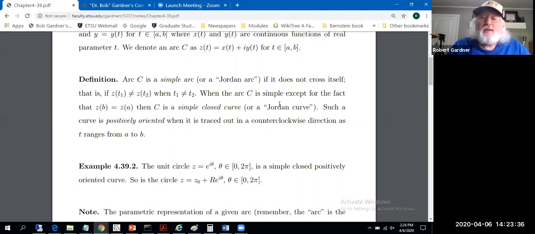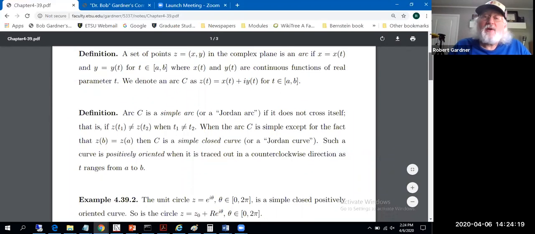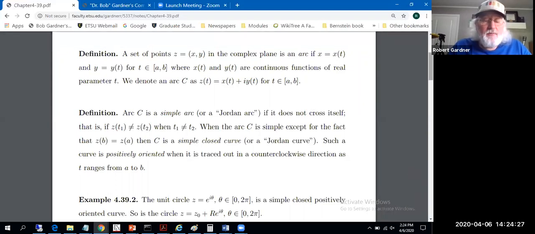One special type of arc is simple except at its endpoints, where maybe z of B and z of A are the same. So the only place we have intersection is at the endpoints. Such an arc is called a simple closed curve, or sometimes a Jordan curve. So it's kind of a circle that's been bent and twisted potentially a little bit, depending on how wild the arc C is, depending on how involved the x of t and y of t functions are. They're the real and imaginary parts that parameterize the arc. For us, no problem. They'll be nice, continuous, even differentiable curves with a couple of other little constraints.